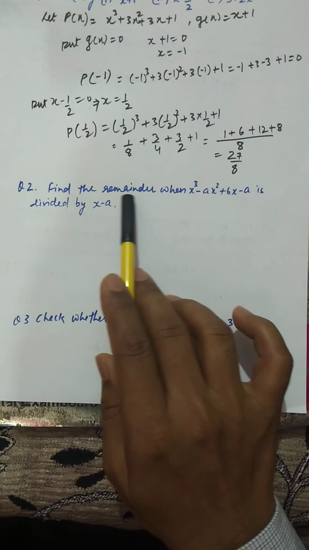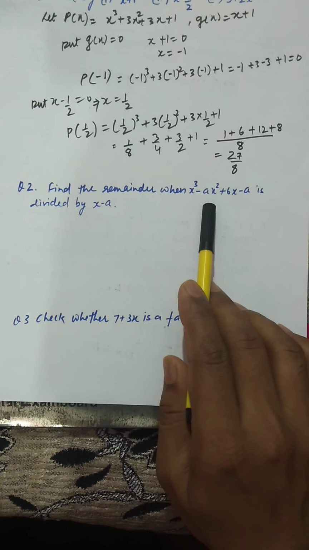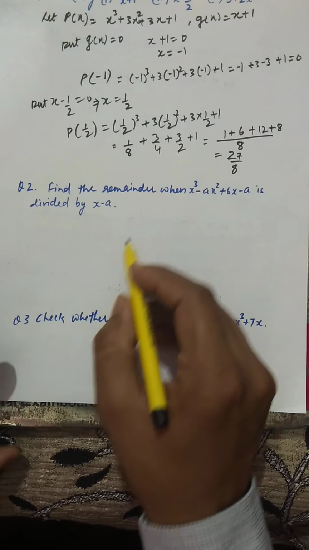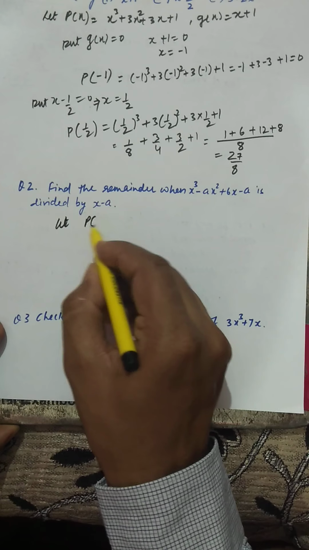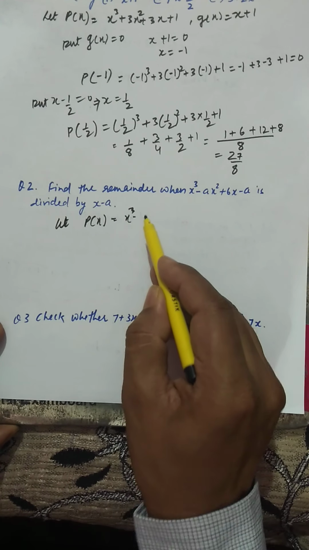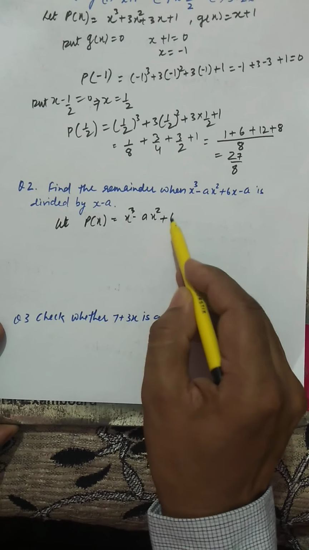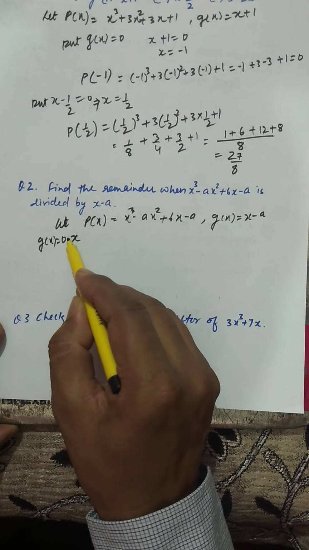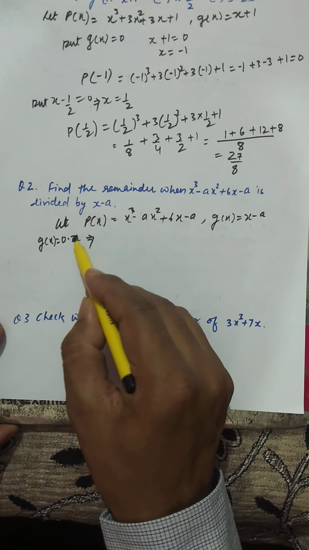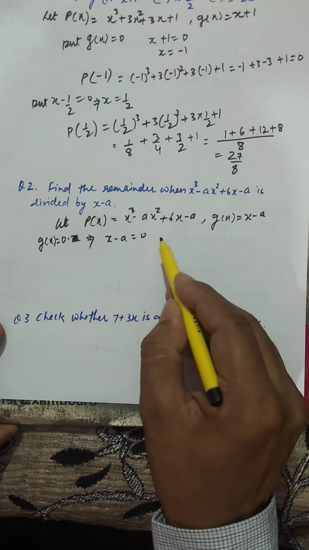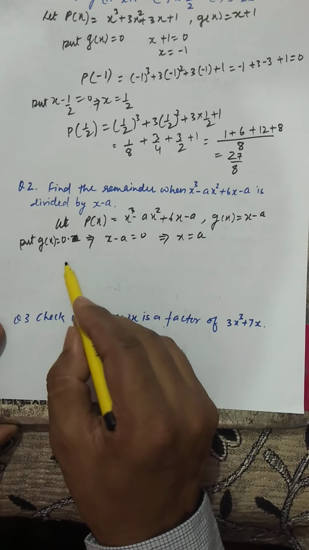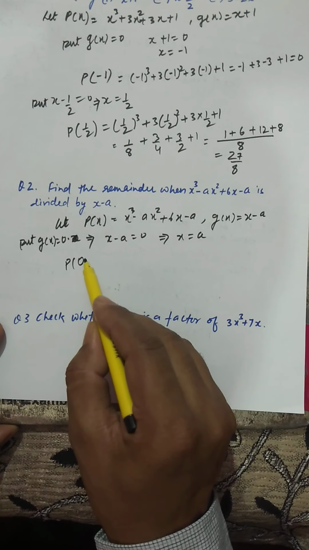Question number 2: find the remainder when x cube minus a x square plus 6x minus a is divided by x minus a. You have to find the remainder. So we assume let p(x) equal to x cube minus a x square plus 6x minus a, and g(x) we assume is x minus a. So g(x) equal to 0 implies that x minus a equal to 0. Here you can say x equal to a. So put that value, x equal to a.